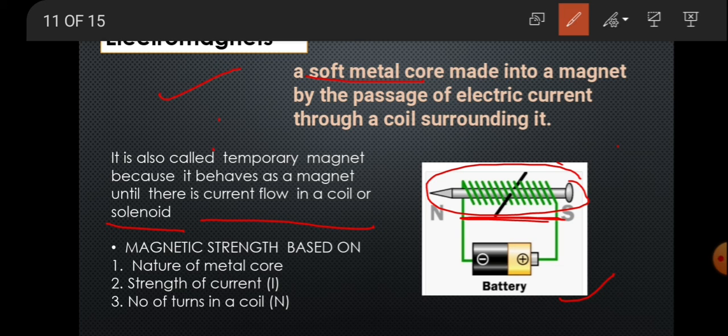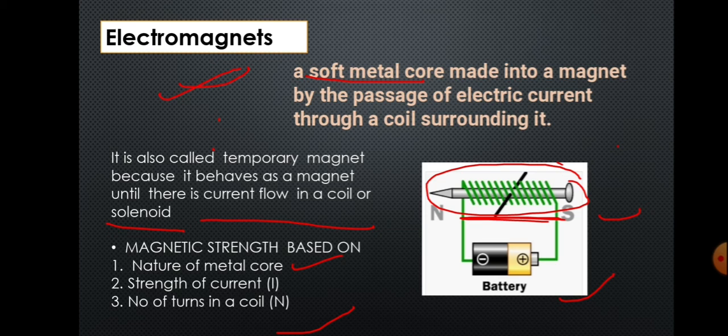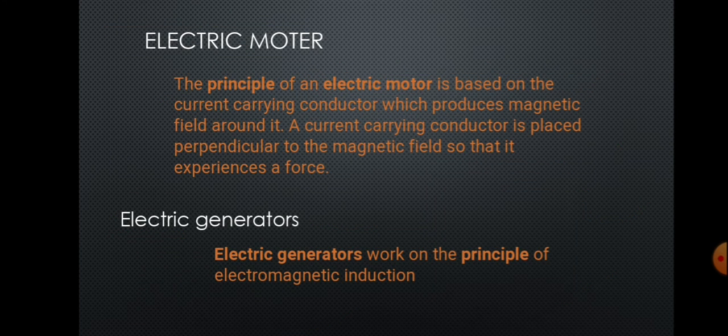The strength of an electromagnet is based on what factors? First, it is based upon the nature of the coil, the nature of the metal. Second, it is based upon the amount of current flowing through the circuit. And third is the number of turns. If the number of turns is more, the strength of the electromagnet produced is more. And next is the electric motor.